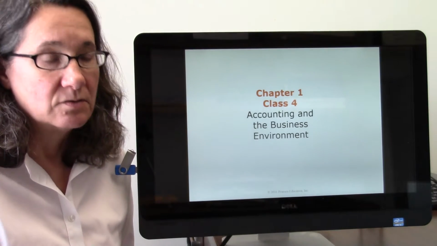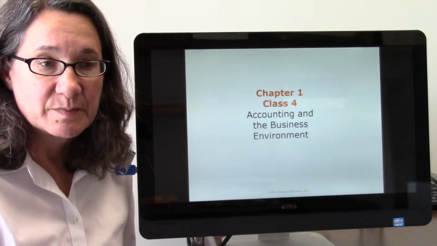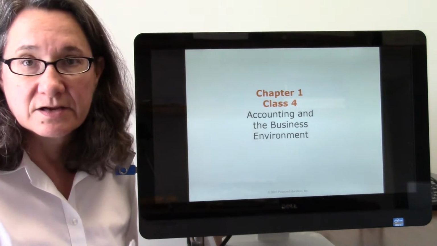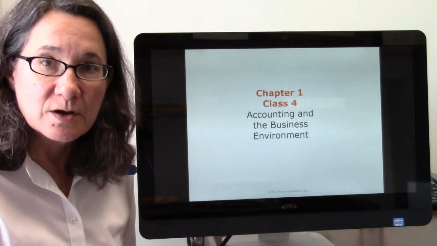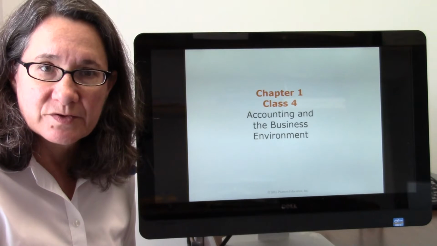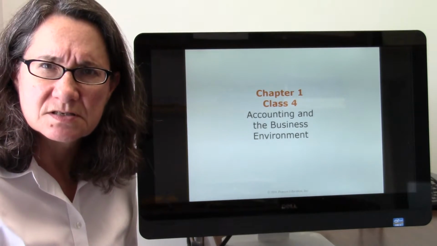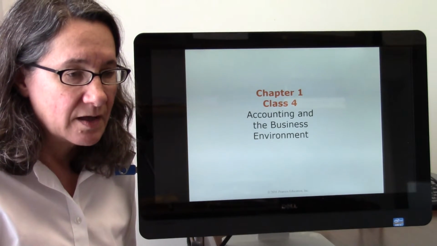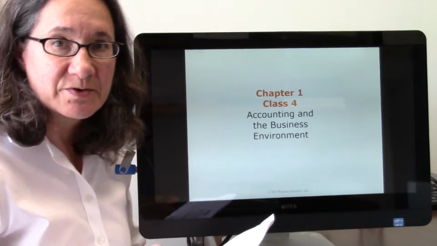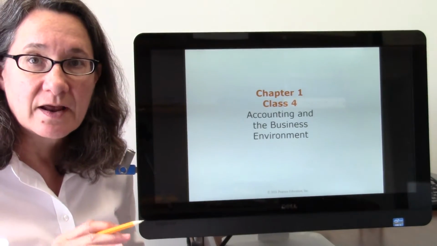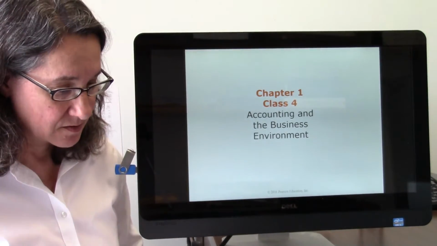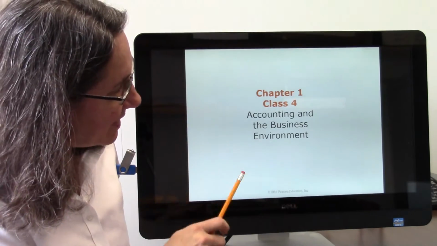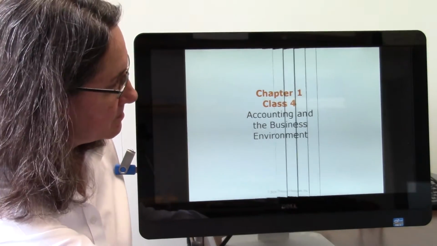Now, what happens at the end of the period, the month, the day, the year, the quarter, when we want to know what was going on with those transactions? What were the results for our company? Well, that's what this part of the chapter is about. It talks a little bit about financial statements.